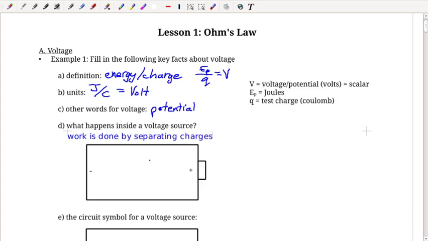In other words, at the beginning, all the positive and negative charges are mixed throughout, and then work is done to bring all the negative charges around to the negative side of our battery, and work is done to bring all our positive charges, in this case usually positive ions, to the other side of our battery. So we want to separate positive and negative charges. Remember that normally they would attract each other, so it takes work to separate them.